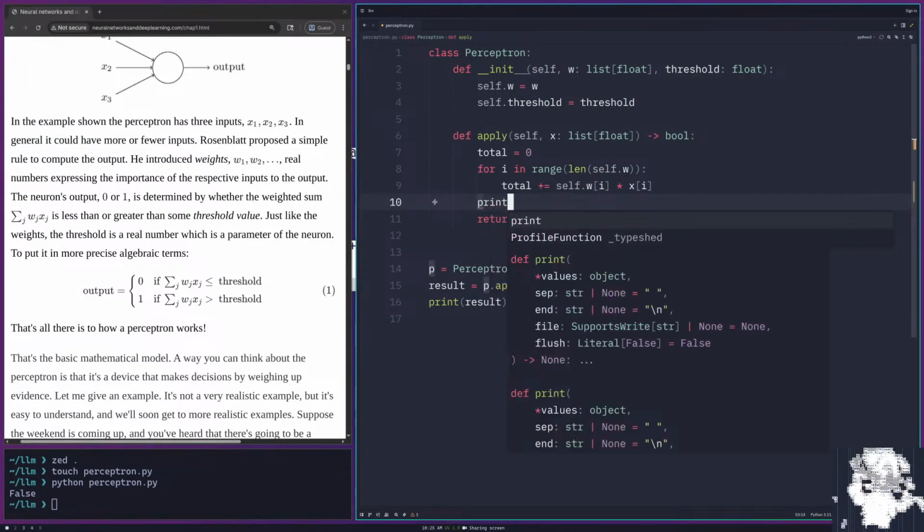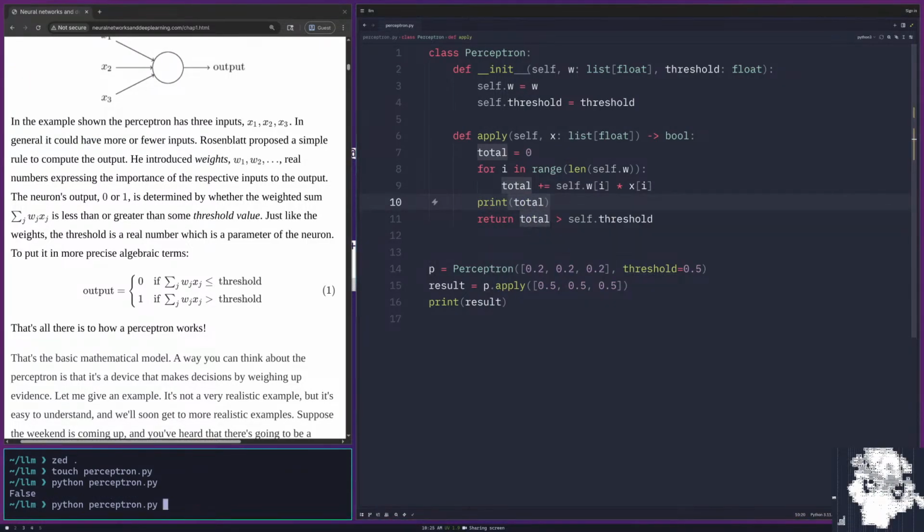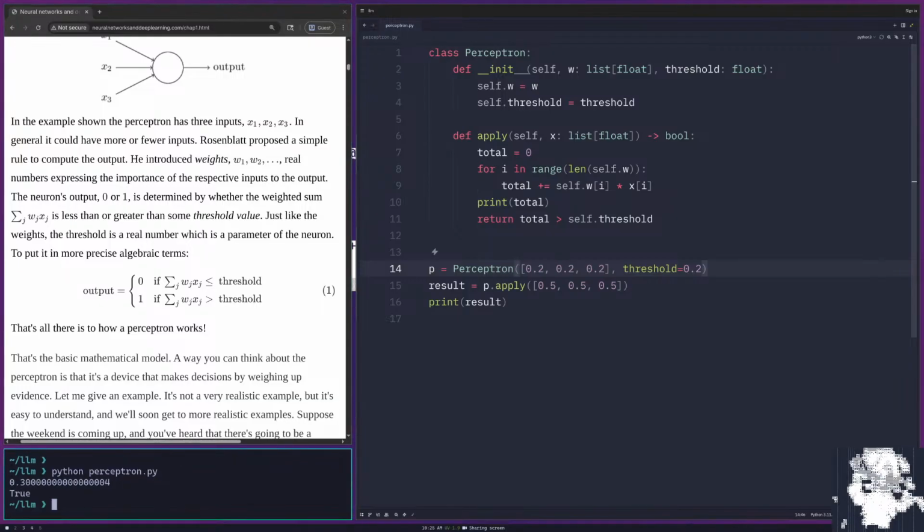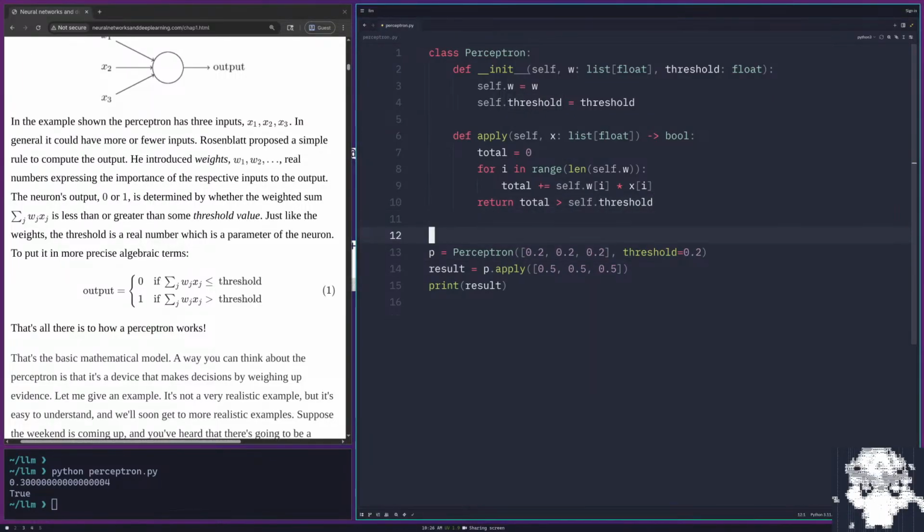If I just print out the total here as an intermediate thing, yes, each of the 0.2s gets multiplied by 0.5, and that does not meet the threshold. If our threshold were lower, then it would meet the threshold. So we've got a perceptron here. It looks like this is working properly. Cool, so let's get back to the book.